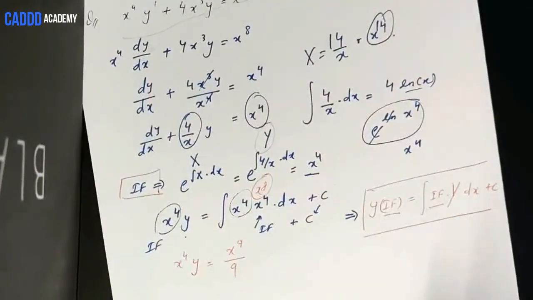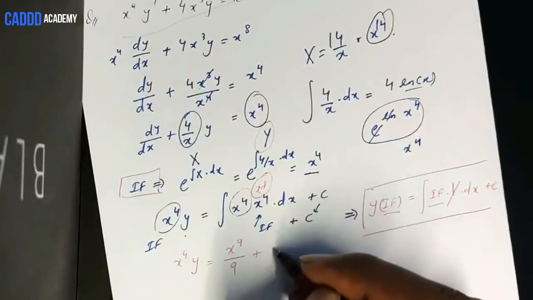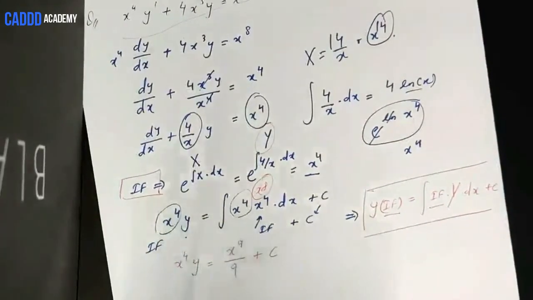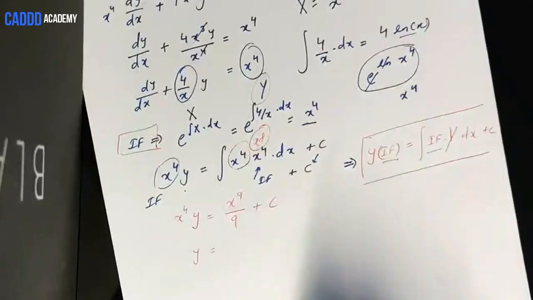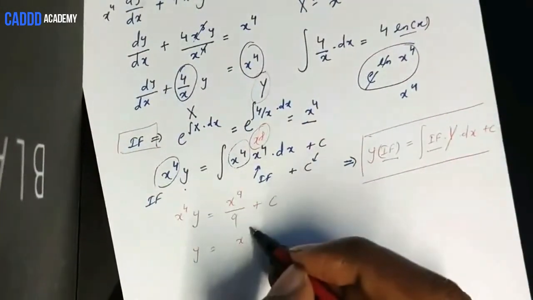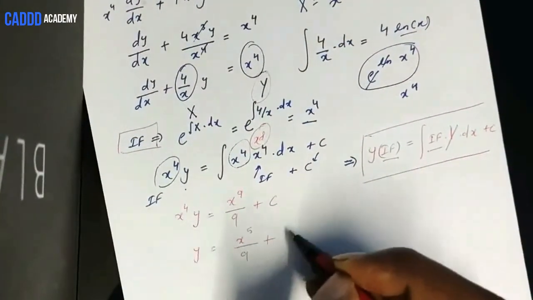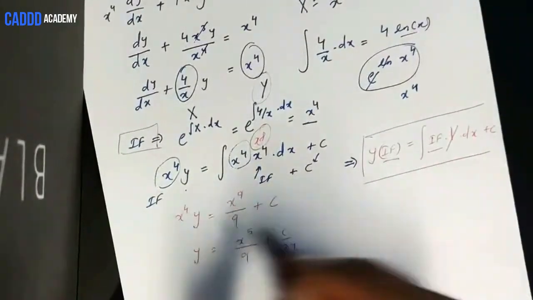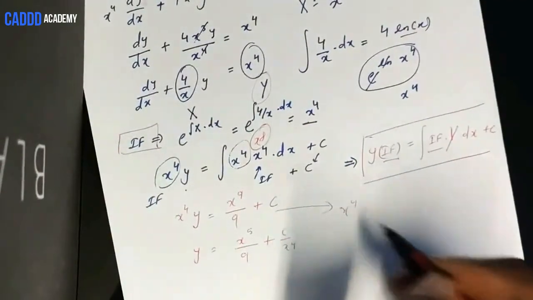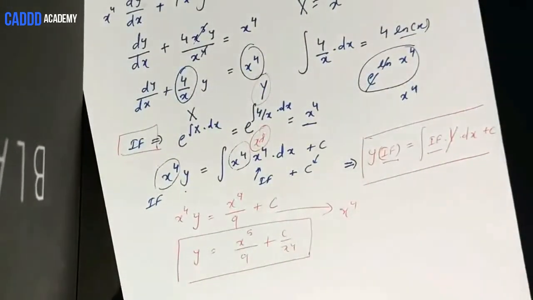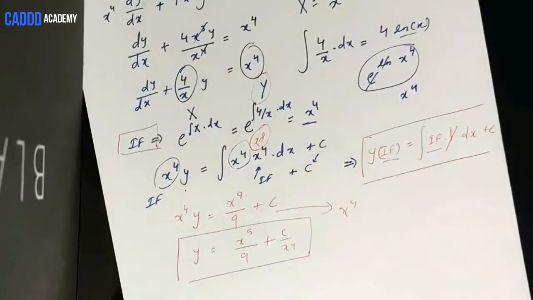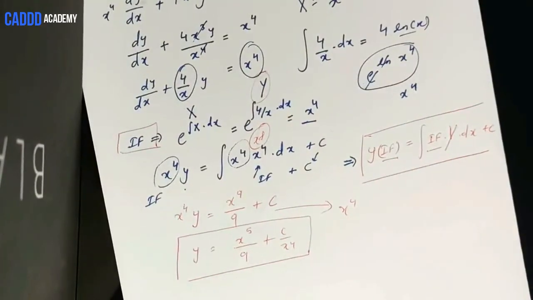This is a simple thing, and I am assuming that you know these things. So plus this c. This is the solution of that equation. Writing it in general form, we will have x to the power 5 by 9 plus c by x to the power 4, dividing this whole equation by x to the power 4. So this is the general solution of this linear differential equation.